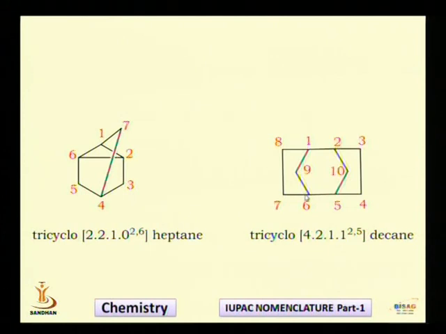And now I will count the number in the second half cycle. This is the second half cycle. So how many carbon atoms are there in the second half cycle? 2 only. So I will write 2. So what I have written, 2 over here, is the number of carbon atoms in the second half cycle.